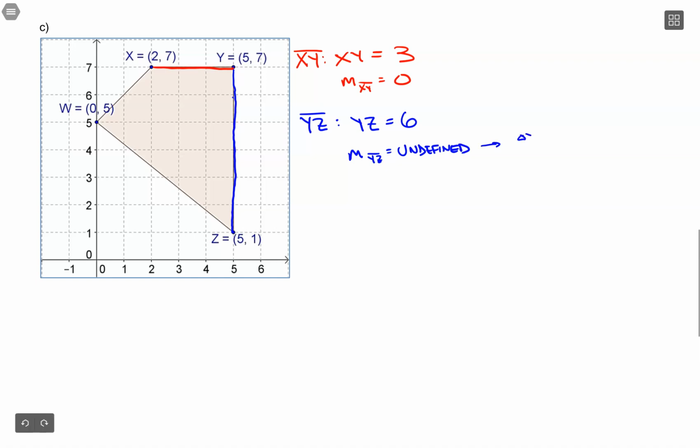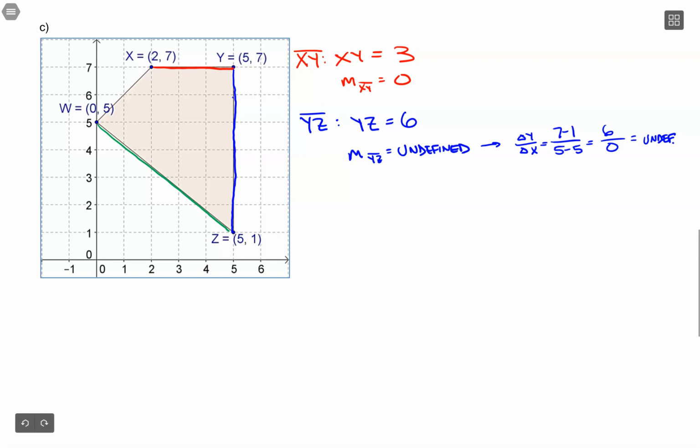Let's look at delta y over delta x. Delta y is 7 minus 1. Delta x is 5 minus 5. That would be 6 divided by 0, and division by 0 is an undefined operation in math. Okay, so we've looked at 2 of the 4 sides. Let's go ahead and look at the other 2 here real quick.